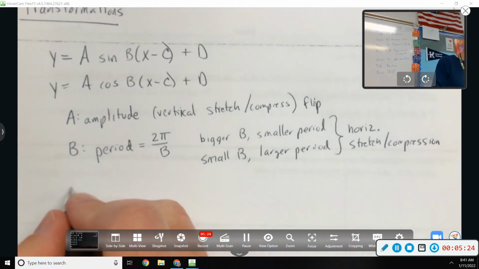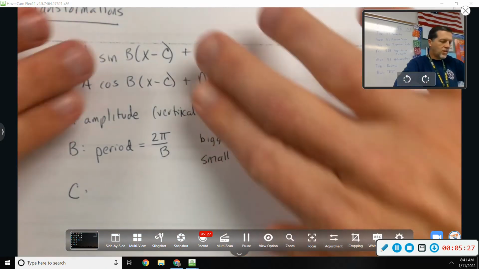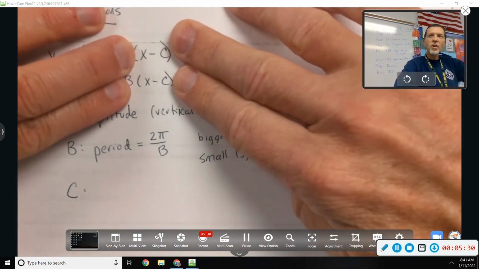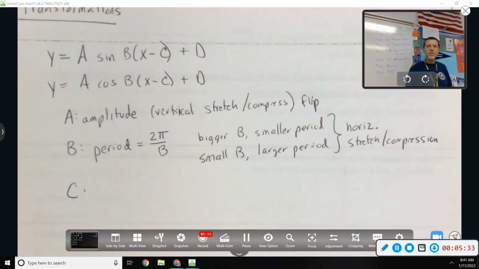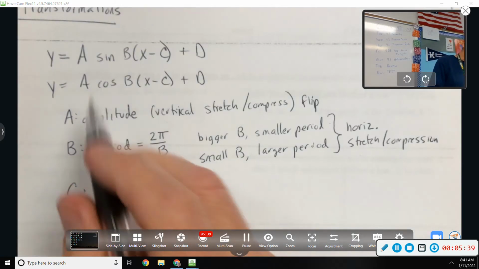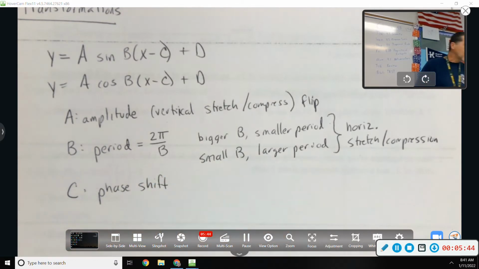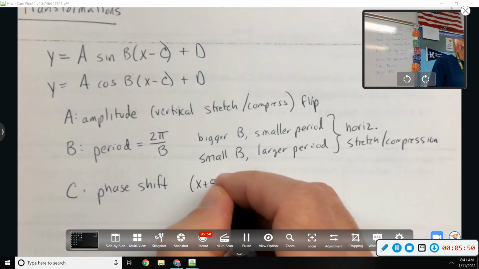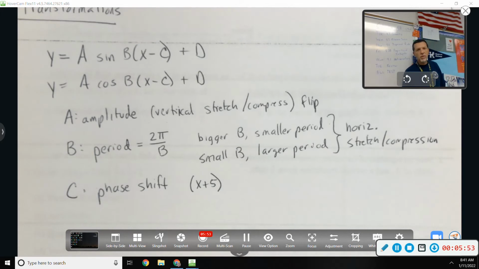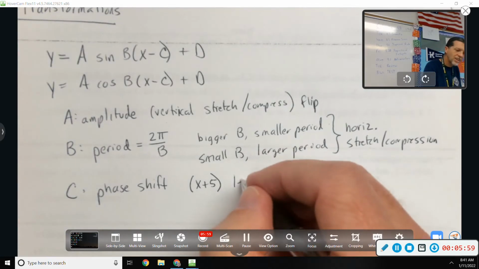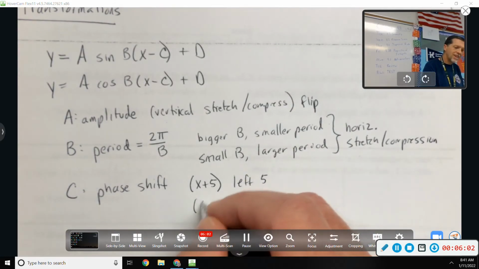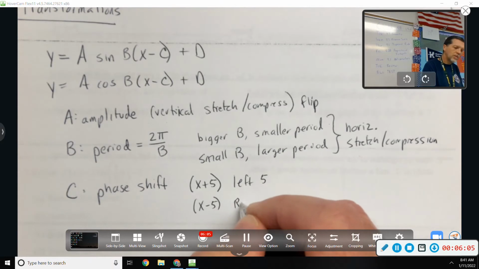All right, the next two I think you know. So forget all the rest of that stuff. If there's something in parentheses with X, what does that do to the graph? A horizontal shift. And in wave world, we have a specific name for that. It's called a phase shift. But yes, it's a horizontal shift. And it works just like it always works. So if X plus 5 is in there, which way does that move the graph? Left. Good. And X minus 5 moves it to the right 5.